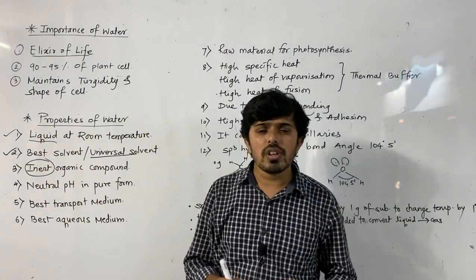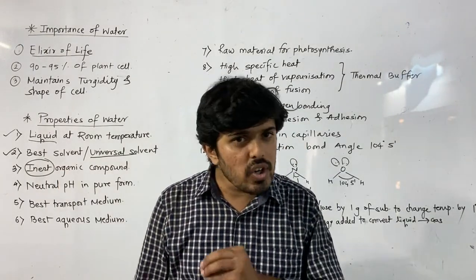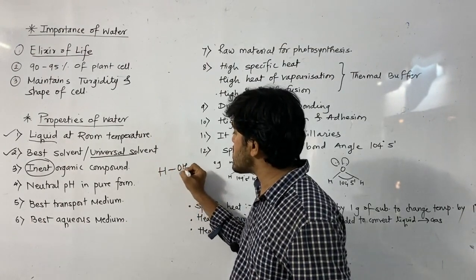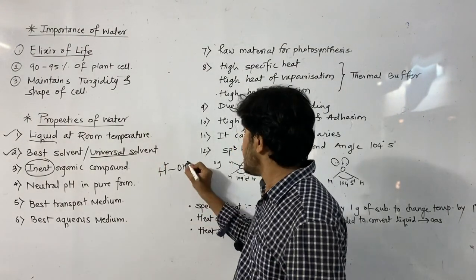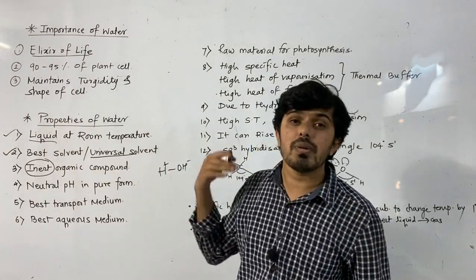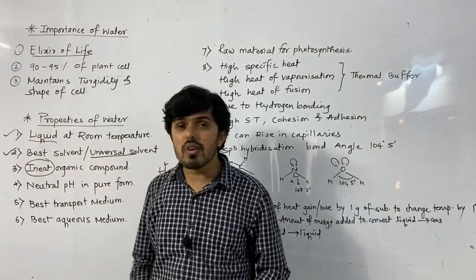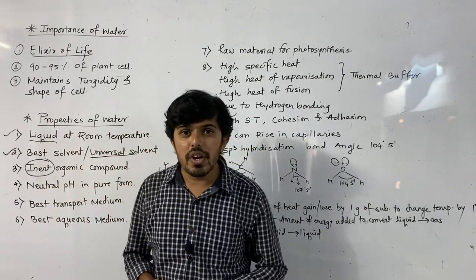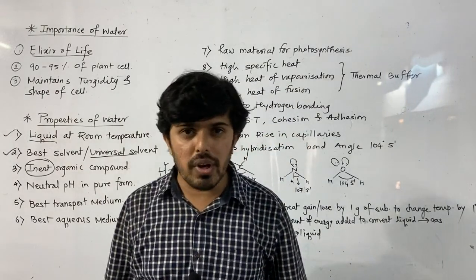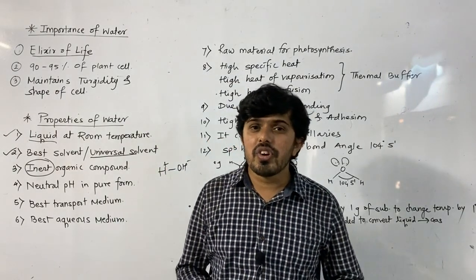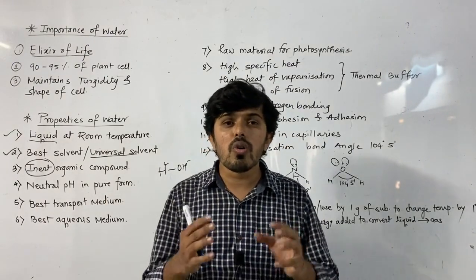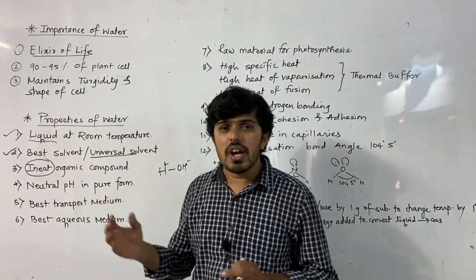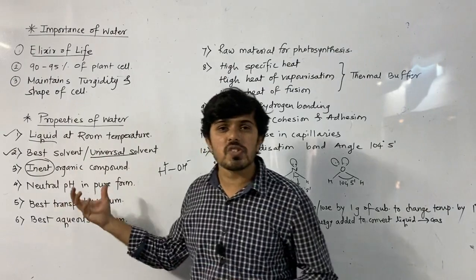The pH of water in its pure form is neutral. Water is not acidic nor basic. Some of you think like this: water means H2O, that is HOH. It has H plus ion, so it may be acidic. It has OH minus ion, so it may be basic. But no, water is in the neutral state in its pure form. Since it is neutral, it is the best transport medium. Suppose if it was acidic or basic, it would affect the original composition of the solute or other compounds. But during transportation, since it is neutral, it becomes the best transport medium.